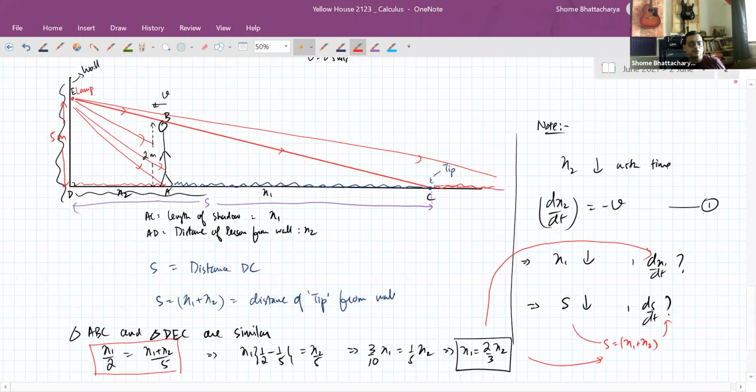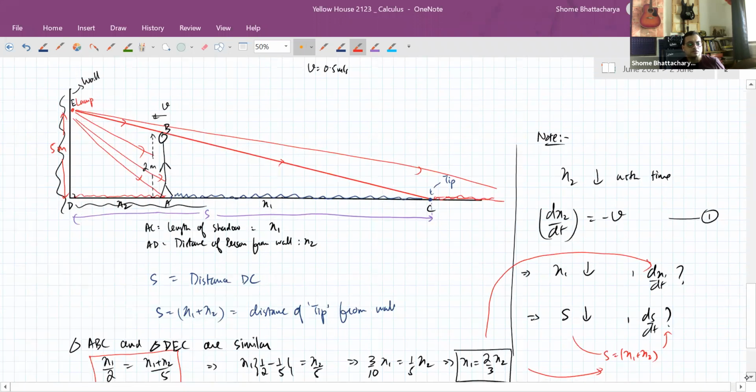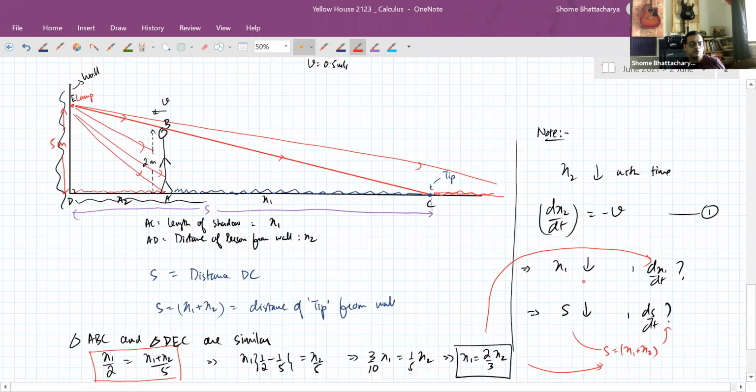Now from that, you just find out the speed with which the tip of the shadow is moving, and also the rate at which the shadow length is decreasing. That is the rate at which x1 is decreasing with respect to time. And for the speed of the tip of the shadow, you have to find the rate at which S is changing with respect to time. S is x1 plus x2. So, understood how to work out this question?